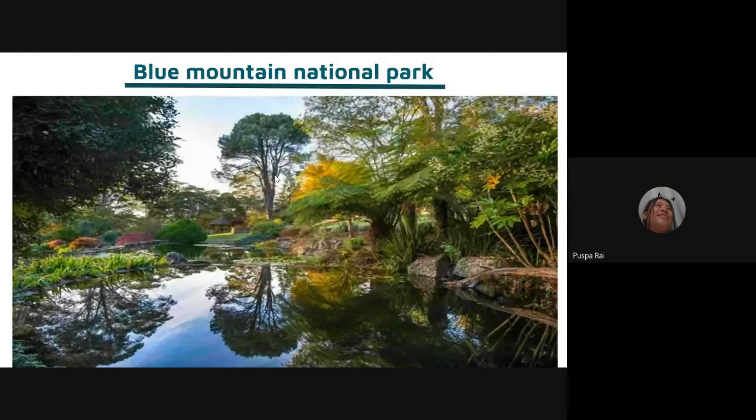After having our dinner, we went to Blue Mountain National Park. The Blue Mountain National Park lies west of Sydney. We enjoyed the view over there. I love this place. This place is so beautiful and peaceful.